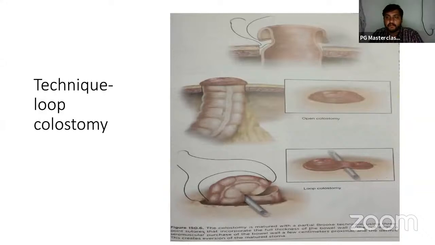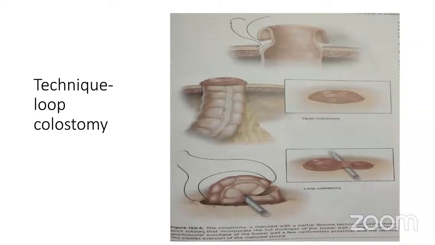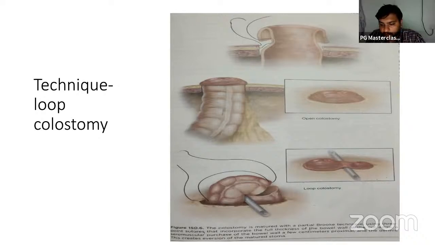So, technique for loop colostomy. In this process, the skin incision is placed on the left or right, usually depending upon the portion of the colon that has to be brought out. In the transverse colon, usually it is the right transverse colostomy which is done. If we are bringing out the sigmoid colon, these are the two possible loop colostomies that we do in the large colon, either a sigmoid loop colostomy or a transverse loop colostomy.